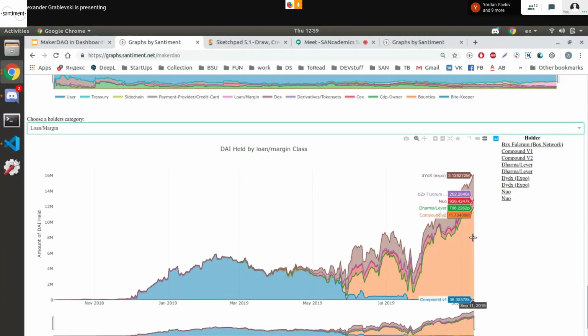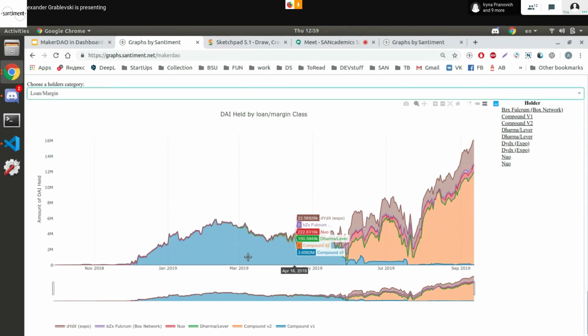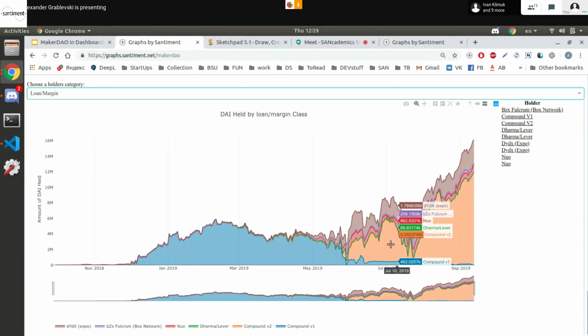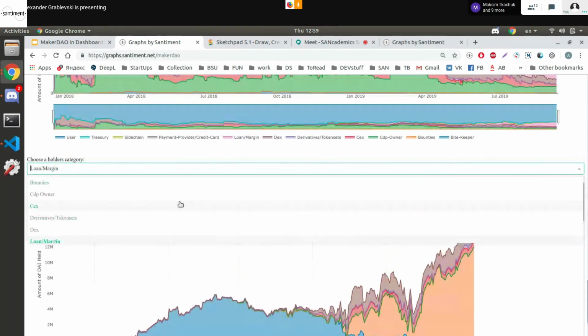But actually, much more DAI is stored on Compound because Compound is a lending platform. And on this graph, we don't track the DAI that has been borrowed from Compound. And this Compound address is again the biggest one. Some time ago, they switched to a second protocol. You see Compound 1 becomes less popular and Compound 2 becomes more popular. Or you can investigate any category. So for example, let's investigate treasuries.